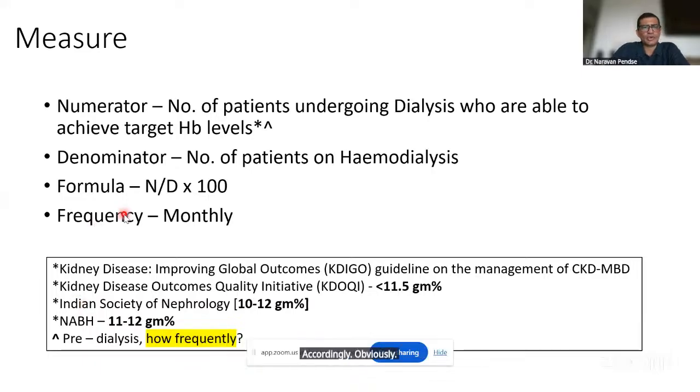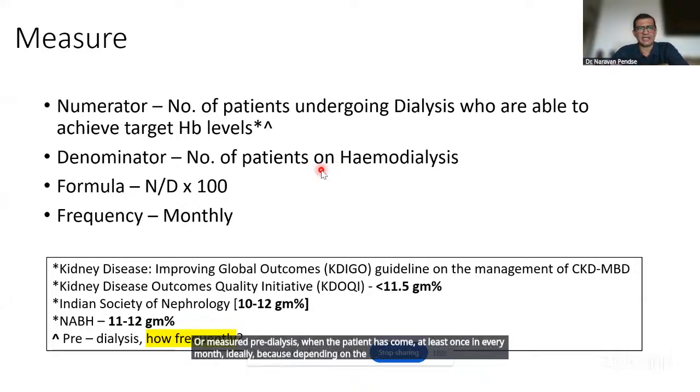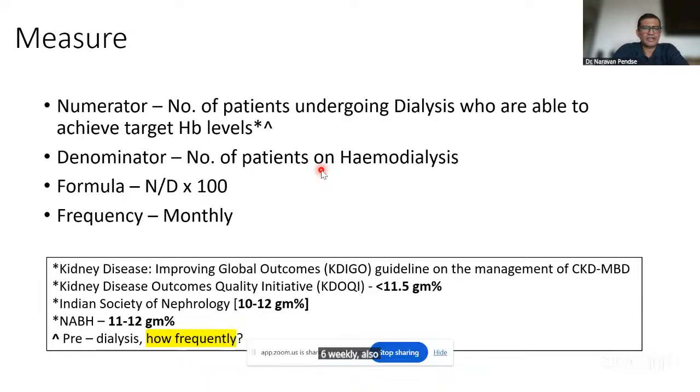Obviously, the hemoglobin needs to be monitored and measured. Typically, it is done at a monthly level, and it should be captured or measured pre-dialysis when the patient has come at least once in every month, ideally, because depending on the patient cycle, etc. In some hospitals, it may be 6 weekly also. The formula is simple, and it is to be reported at a monthly level.